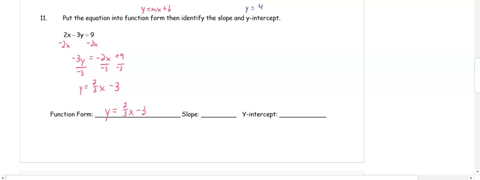Our slope is the number next to x, so our slope is 2/3. The y-intercept is the number by itself, so (0, negative 3).